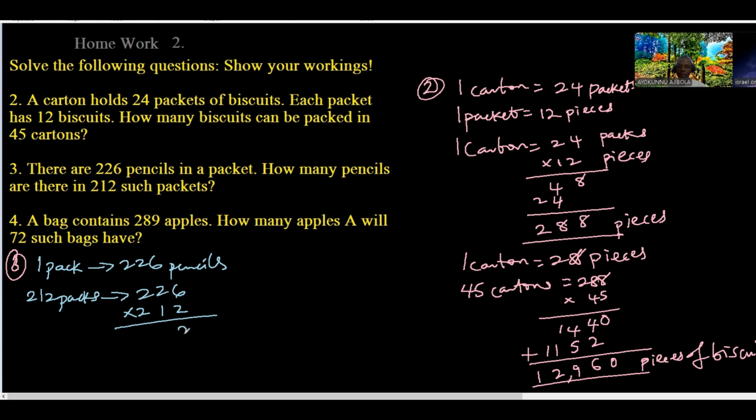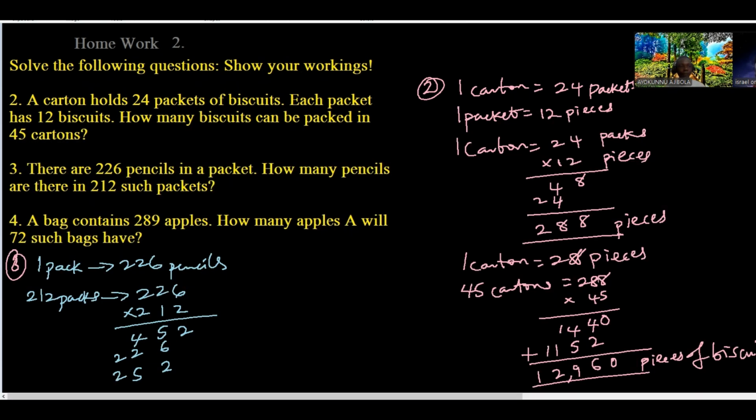So 2 times 6 is 12. Keep 1. 2 times 2, 4 plus 1 is 5. 2 times 2 again, 4. Then 1 times 6 is 6. 1 times 2 and 1 times 2. We write them under their place values. So 2 times 6 again, that is 12. Keep 1. 2 times 2, 4. It's 5. 2 times 1, 2.